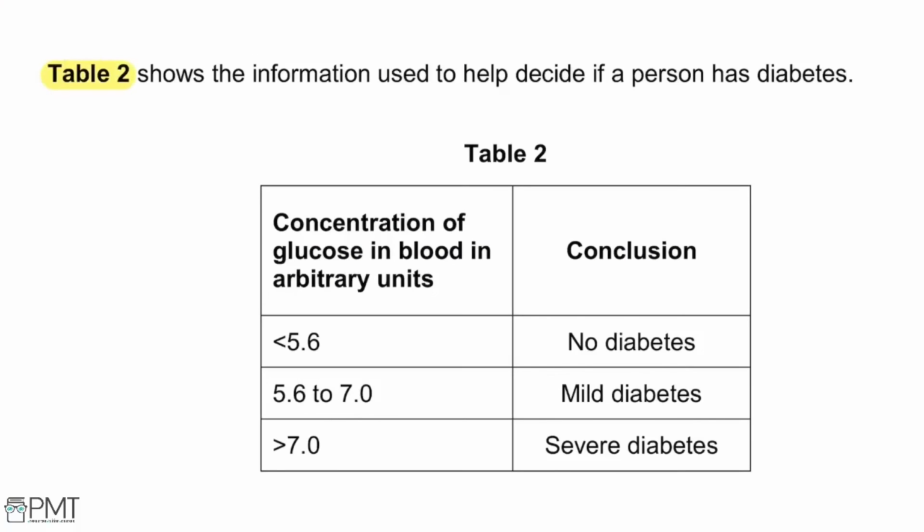Table 2 shows the information used to help decide if a person has diabetes. So here we have table 2, and the left hand column is the concentration of glucose in the blood in arbitrary units. And on the right hand side is the conclusion. So less than 5.6 is no diabetes, 5.6 to 7.0 is mild diabetes, and greater than 7.0 is severe diabetes.